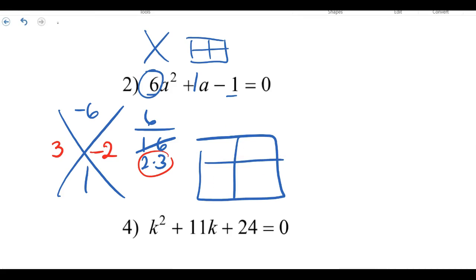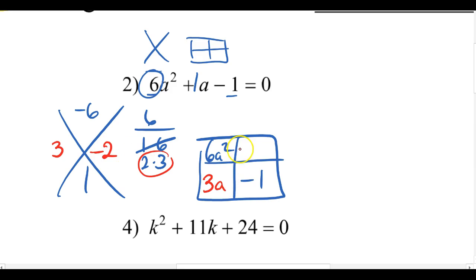So make our box. We're going to put in the first term, 6a squared, and the last term, negative 1. Then the numbers we found go here, 3 and its variable is a, and then negative 2, and our variable is a. Then we ask what numbers multiply to give us 6a squared? What times what? To get a squared, I have to do a times a.